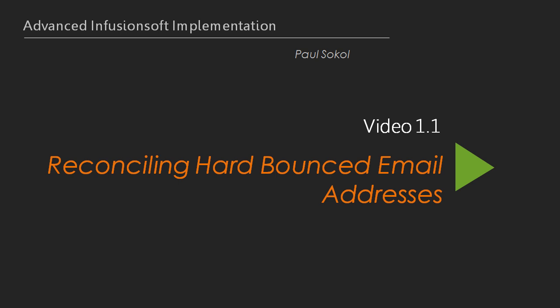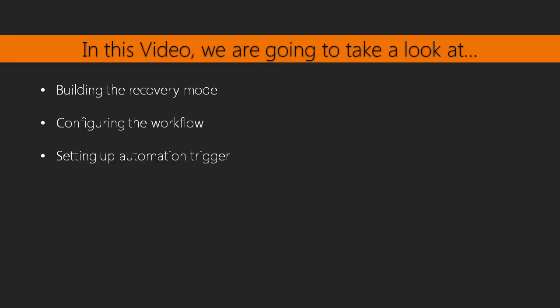For example, if we have 100 people but 15 are hard bounced, we really only have 85 people who can be reached via email. Not only does this bad data throw off reporting, it can also lead to a bloated and effectively useless database. The good news is that with Infusionsoft, we can automatically catch emails when they hard bounce and assign a task to someone to contact the person and collect a working email. So in this video, specifically, we're going to be looking at building the recovery model, configuring the workflow, and then setting up that automation trigger.